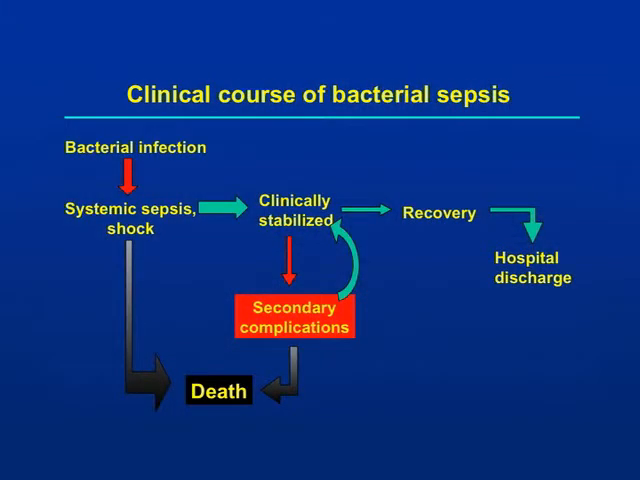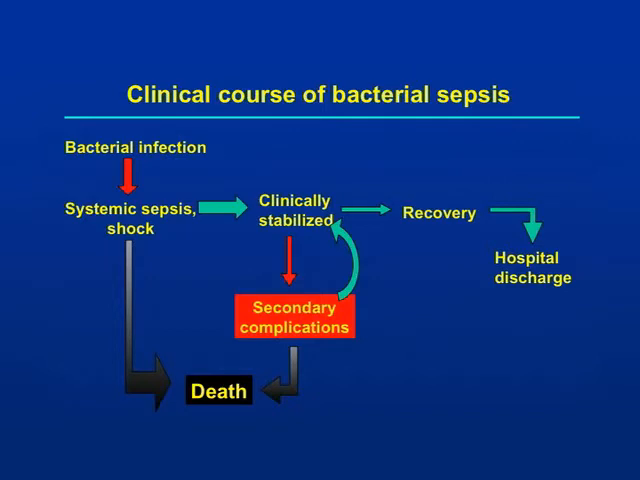So patients that have a bacterial infection that proceeds to a systemic infection have an overblown inflammatory response that can contribute down the road to multiple organ dysfunction, and in some cases the patients don't survive.